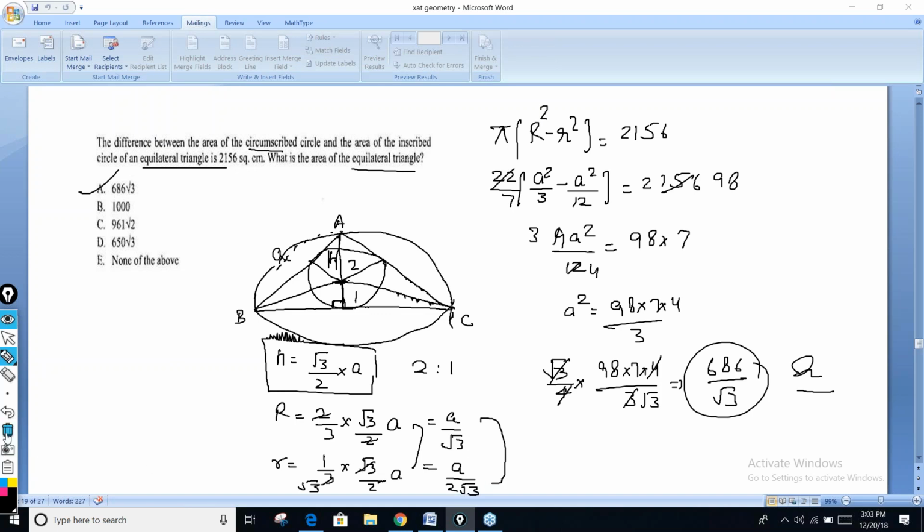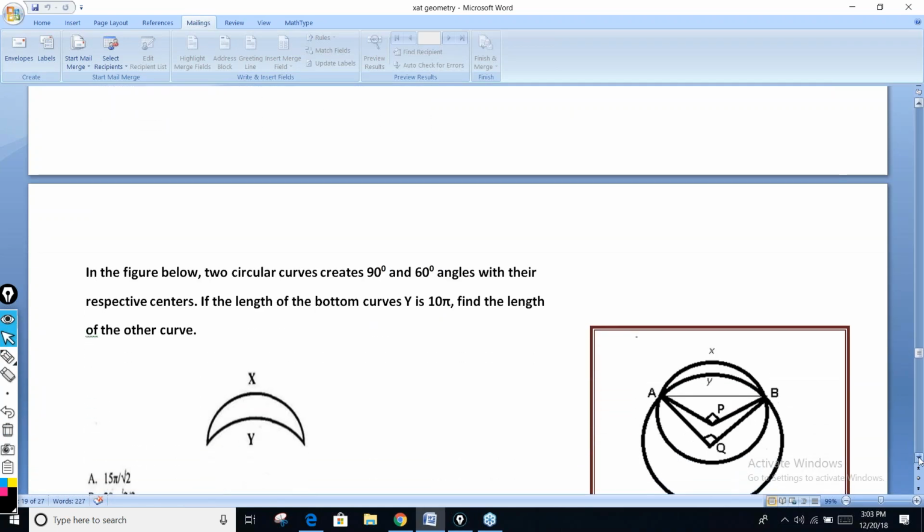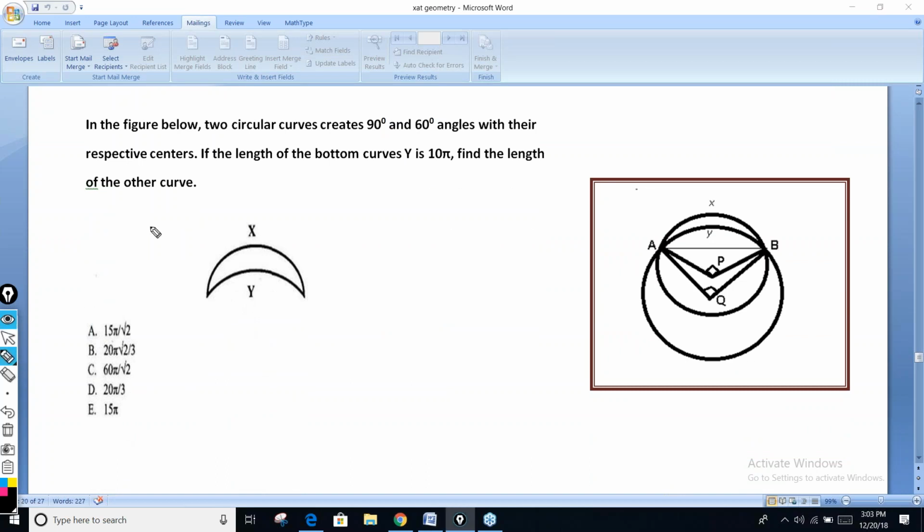Okay, come to the next one. Now in this case, it is given in the figure below, two circular curves X and Y create a 90-degree and 60-degree angle with their respective centers. If the length of the bottom curve Y is 10 pi, find the length of the other curve. So with the help of the information given, if I draw the figure it will be somewhere like this. This X curve makes an angle of 90 degrees with center P, and the Y curve, the bigger curve, makes an angle of 60 degrees at the center Q. The length of Y is given as 10 pi.